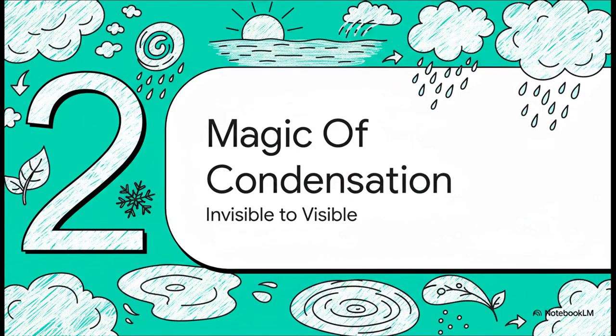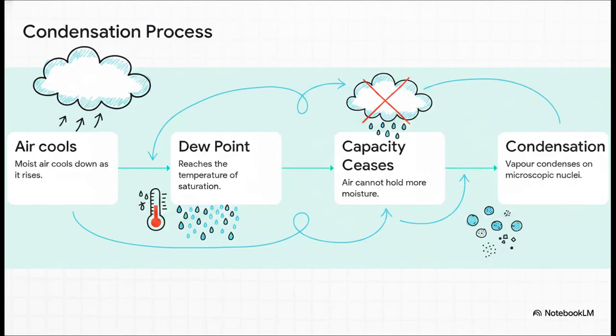Moving on to Section 2, the magic of condensation, going from invisible to visible. This is the incredible story of how water transforms from a hidden gas back into something we can actually see. It's a step-by-step process. Step 1, moist air cools down, which usually happens when it rises. Step 2, it hits what we call the dew point. That's the specific temperature where the air becomes completely saturated. Step 3, because it's cooled off, its capacity to hold water ceases.